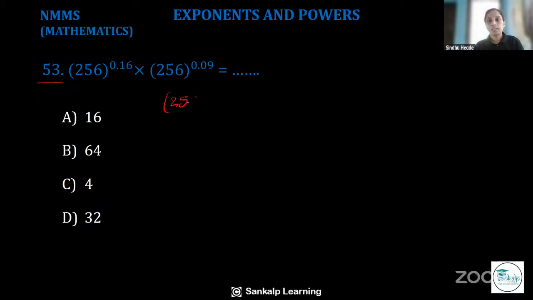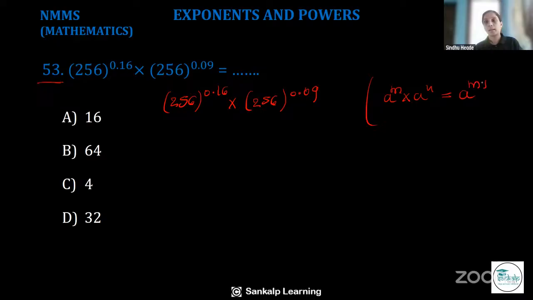Here the given number is 256 raised to 0.16 into 256 raised to 0.09. So apply the rule for this one. It is a raised to m into a raised to n, which is equal to a raised to m plus n, because both have the same bases. Here also 256 and 256 base is same. So take it as 256 raised to, base is same, that's why apply this formula.